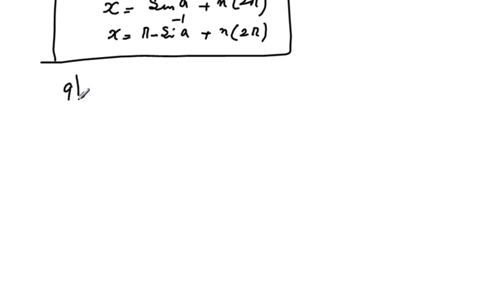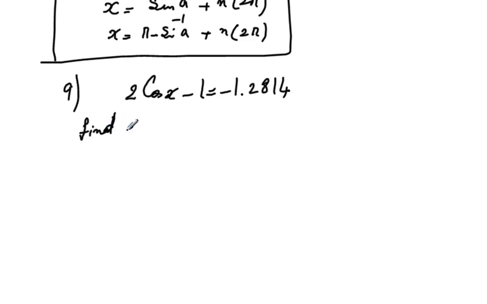Say problem 9. It's asking you to solve 2 cosine of x minus 1 is minus 1.2814. It says find all solutions, but the book doesn't want to go overboard. It says find all solutions in, I don't want too many of them, 0 through 360, say.